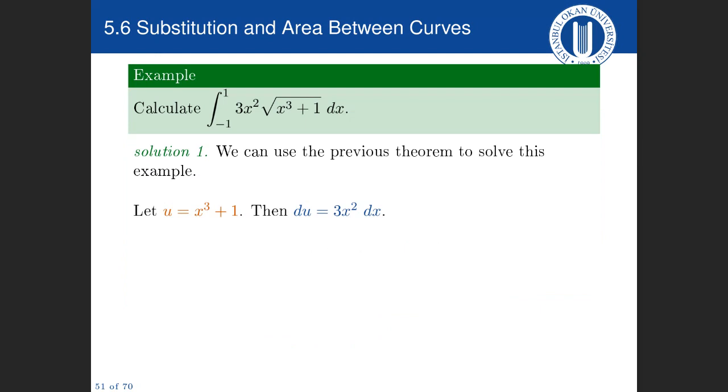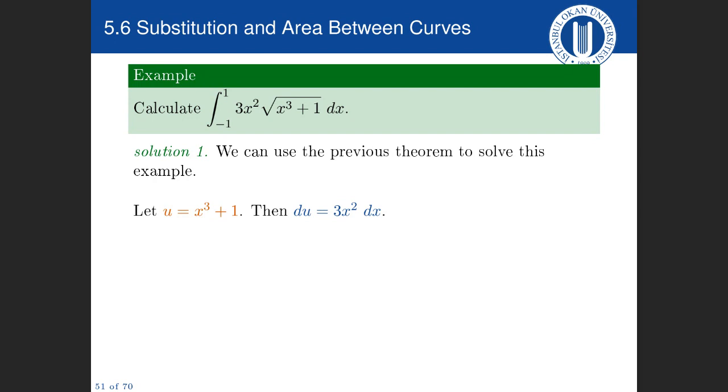So, for example, calculate the integral from -1 to 1 of 3x squared square root of x cubed plus 1 dx. And I'm going to solve this problem 2 times. First, I'm going to use the previous theorem, the theorem on the previous slide, to solve it. We start just as we did before.